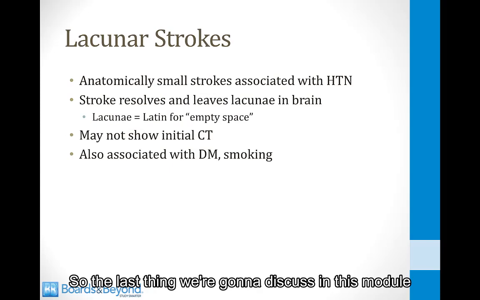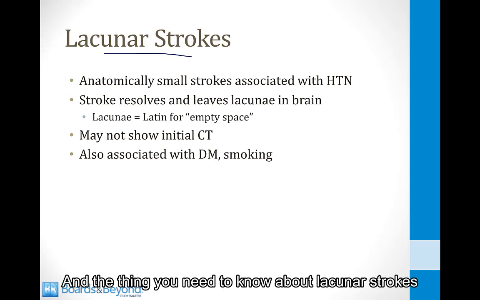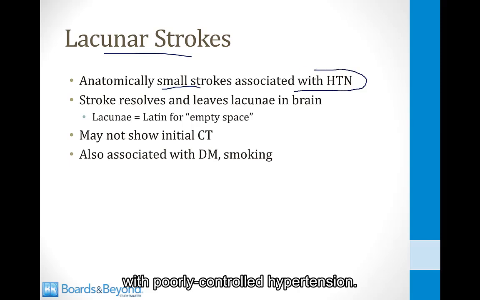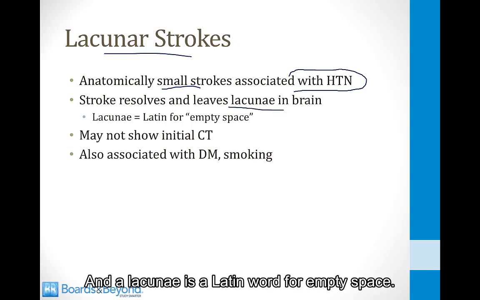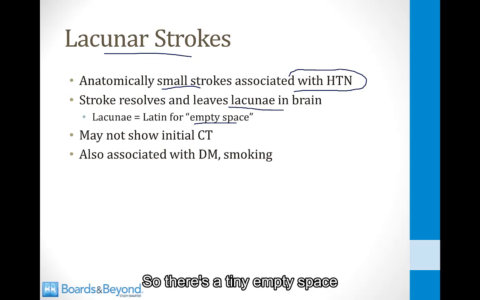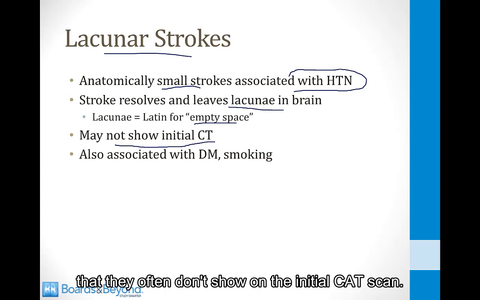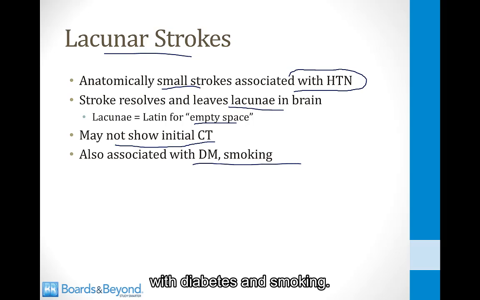So the last thing we're going to discuss in this module is the lacunar strokes. And the thing you need to know about lacunar strokes is that they affect a very small area of the brain and that they're associated with poorly controlled hypertension. These are small strokes that resolve and leave behind a lacuna in the brain. And a lacuna is a Latin word for empty space. So there's a tiny empty space left behind in the brain after the stroke. These strokes affect such a small anatomical area that they often don't show on the initial CAT scan. And in addition to hypertension, they're also associated with diabetes and smoking.